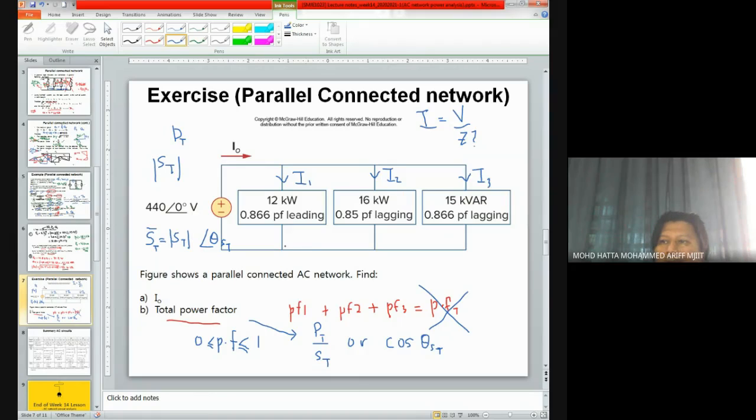And remember that this is a parallel connected AC network, meaning that the voltage across these three elements is always 440 with the angle of zero. So that is the information that you need to bear in mind. All right. For the solution, I do have the solution over here.